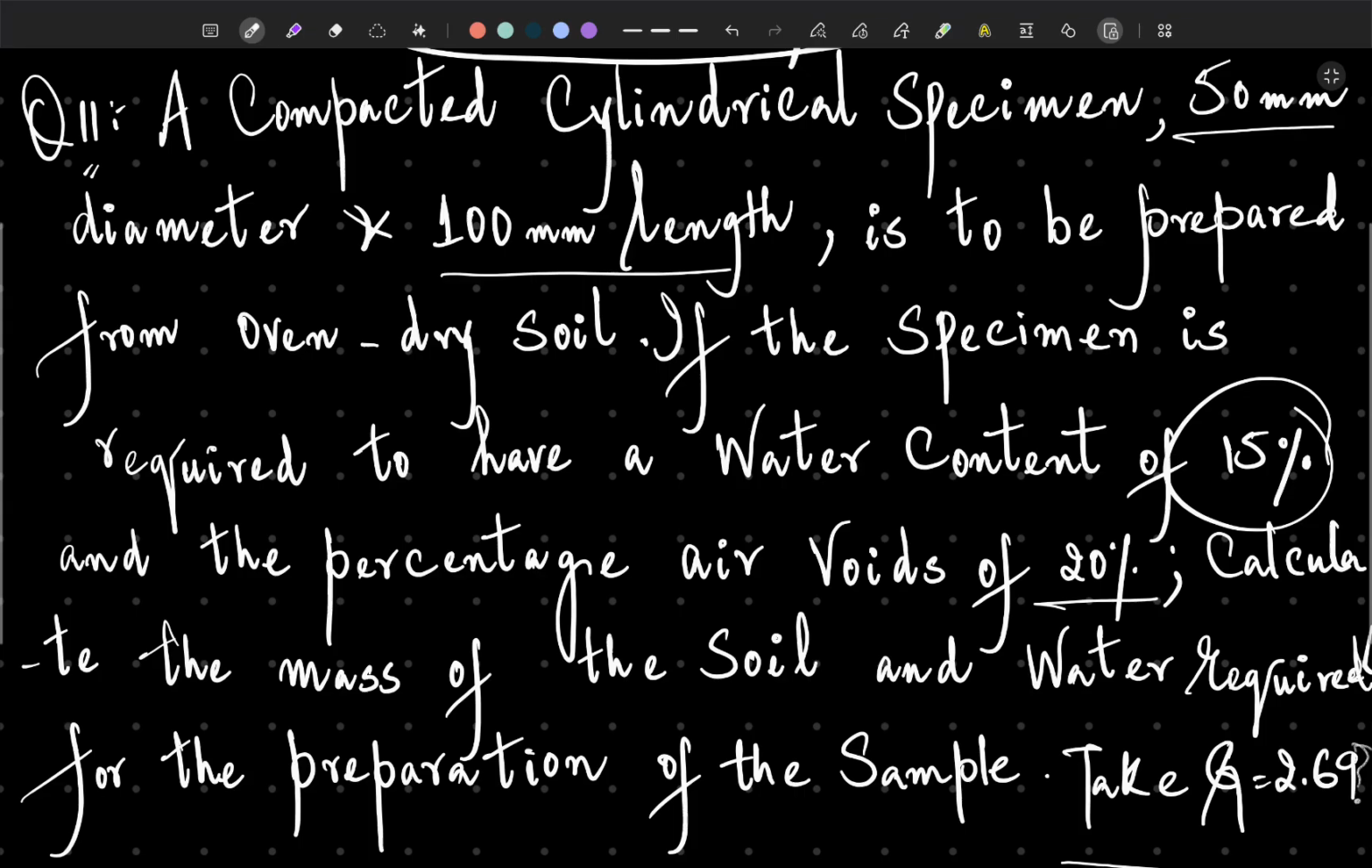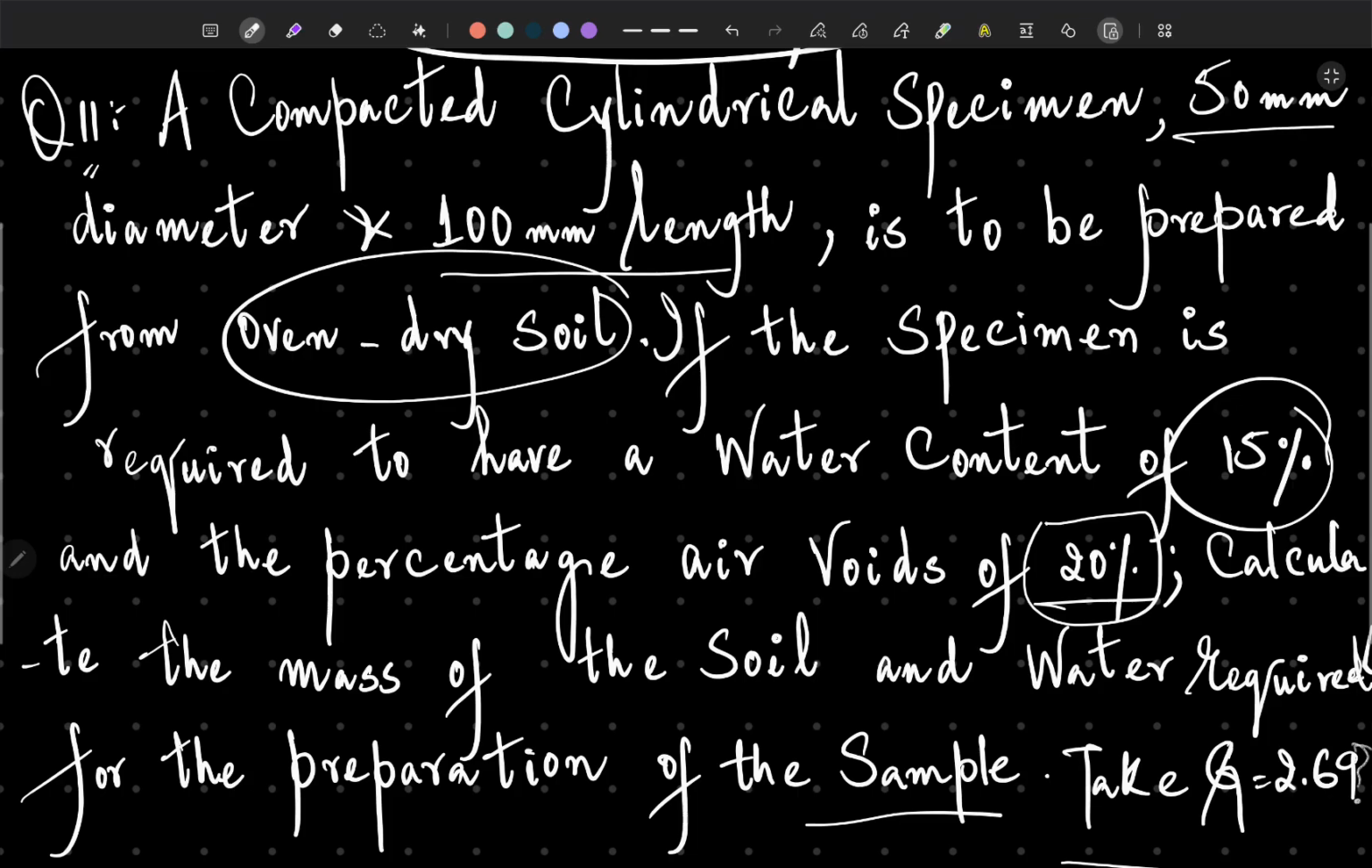So let's get started. Alright, so the question says that a compacted cylindrical specimen which is 50 mm in dia and 100 mm in length is to be prepared from oven dry soil, and this specimen is required to have a water content of 15% and percentage air voids of 20%. We have to calculate the mass of the soil and water required for the preparation of this sample.